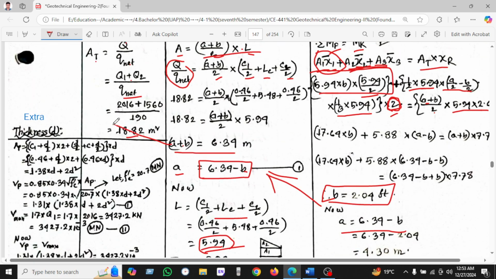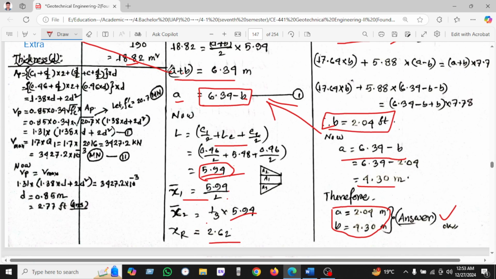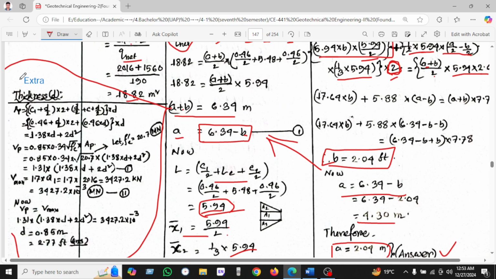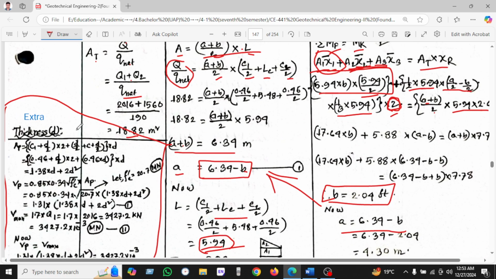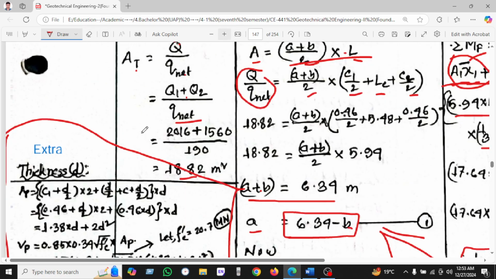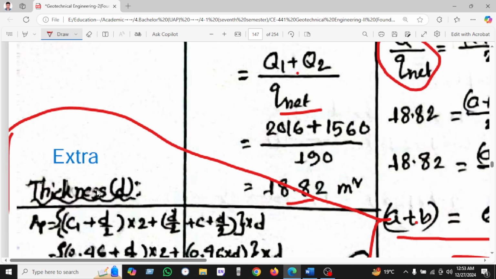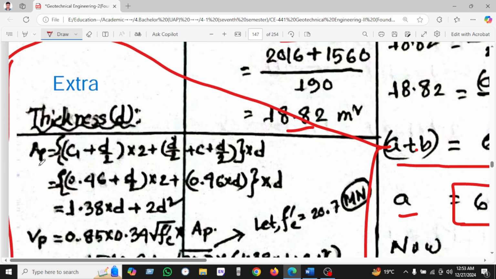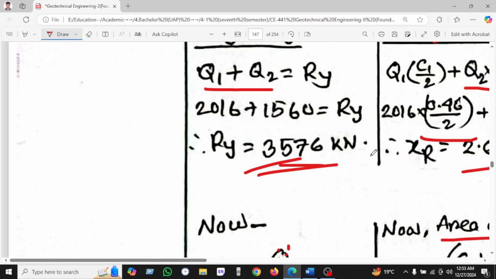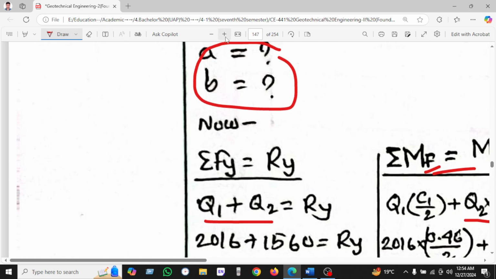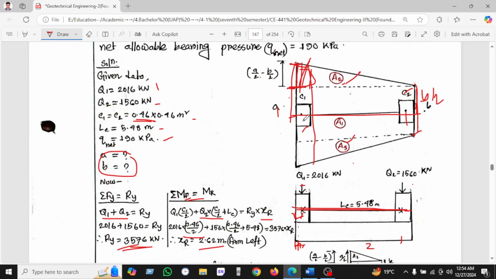So if we need extra knowledge, if we want to find out the thickness of the mat of the footing, we have to calculate here. So now I'm zooming here. So area AP, area of perimeter, C1 plus D by 2 into 2. So this is the footing. So we are calculating here.